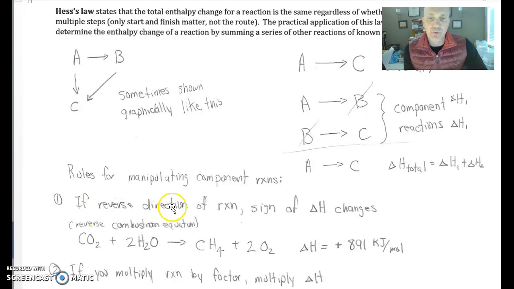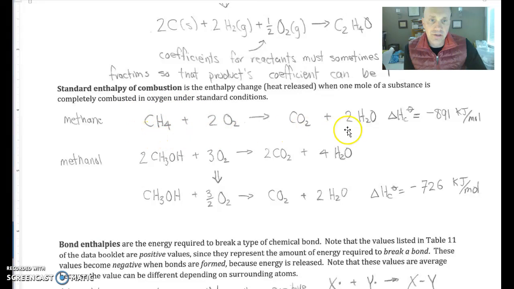First of all, if the reverse direction of a reaction is shown, you can do that, and all you have to do is change the sign of delta H. For example, this might be a type of component reaction that we use in Hess's law, and it is the reverse of a combustion reaction. On the right side, we've got methane and oxygen, and on the left side, we show the normal products of combustion, carbon dioxide and water. This reaction is the reverse of that: take these, put them on the left, take these, put them on the right.